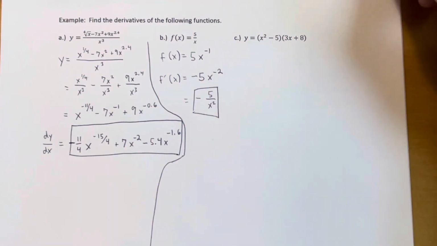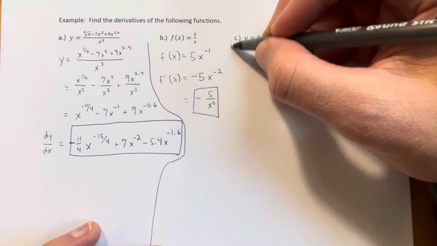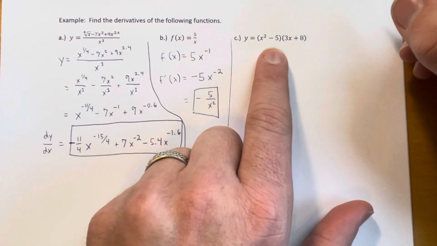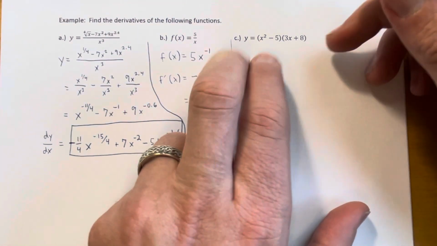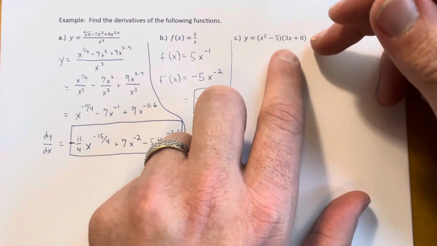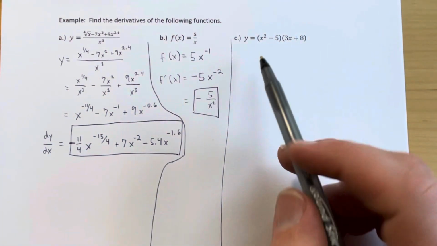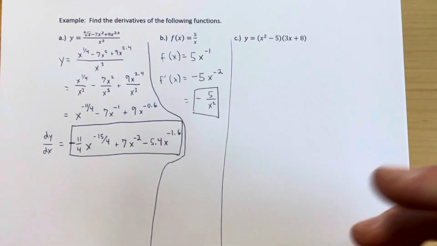That one was much faster. Okay, here comes another one. y equals (x squared minus 5) times (3x plus 8). So this is a derivative of a product of two functions.